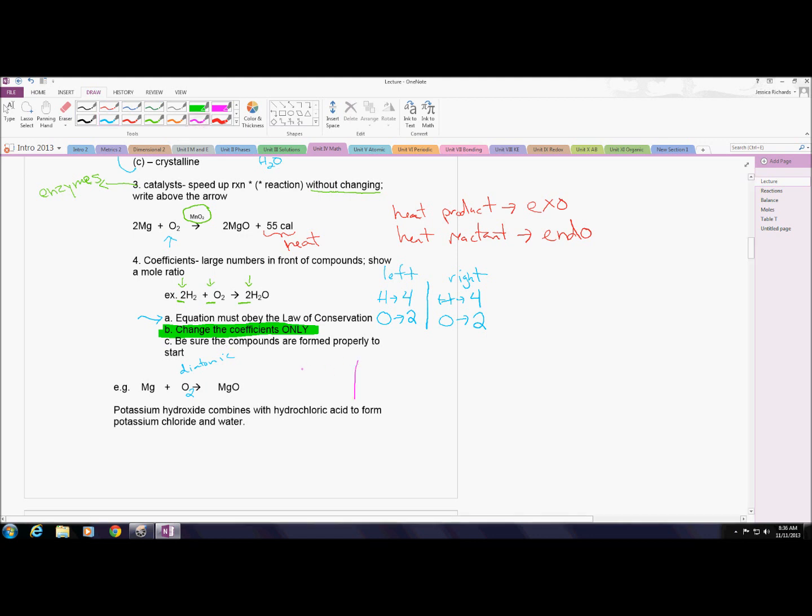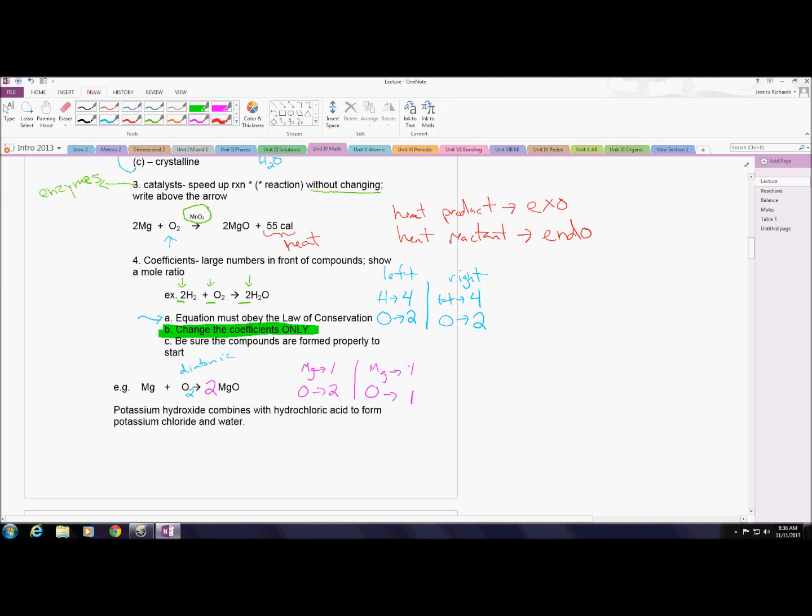So now, even though you see the coefficients up here, let me just show you what would happen if we make a chart. I have 1 magnesium on the left and 2 oxygens, and right now I have 1 magnesium on the right and only 1 oxygen. You're tempted to put a subscript 2 here, but you can't do that because magnesium oxide just is MgO, so we have to change the coefficients instead. That means we have to put a coefficient of 2 here.